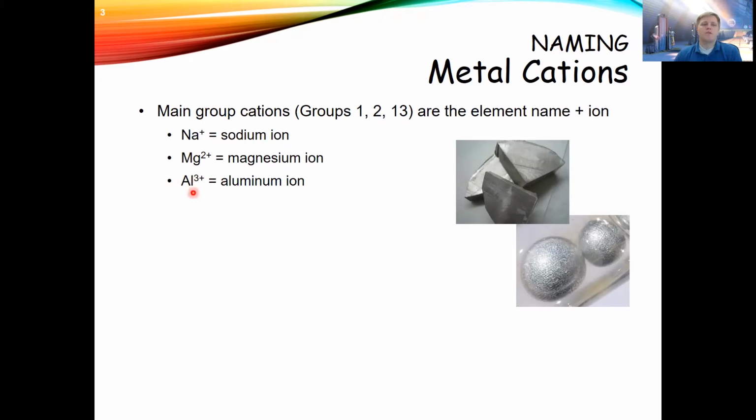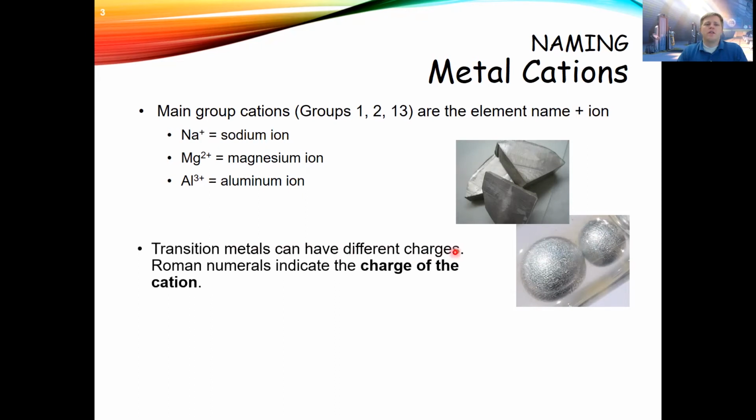Aluminum is almost always Al3+. So in this case, we can just throw the word ion in there, and we assume you know how many charges it has. If it's the ion in the first column, it's going to have a 1+. If it's the ion from the second column, it's going to have a 2+. If it's an ion from the first column in the p block, we're going to call it a 3+. So that's our main group elements.